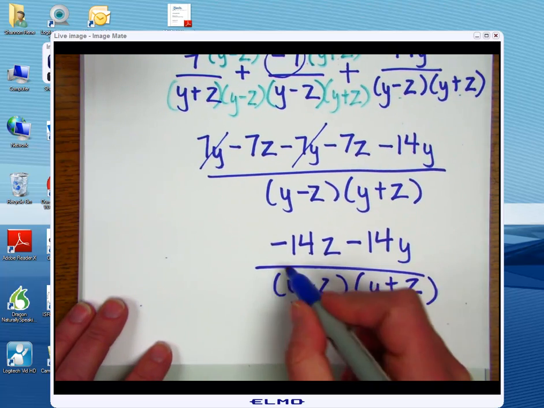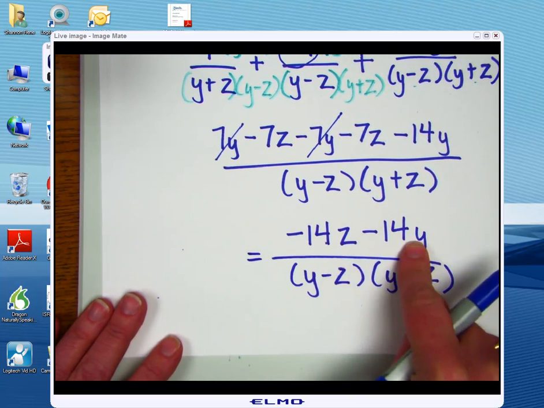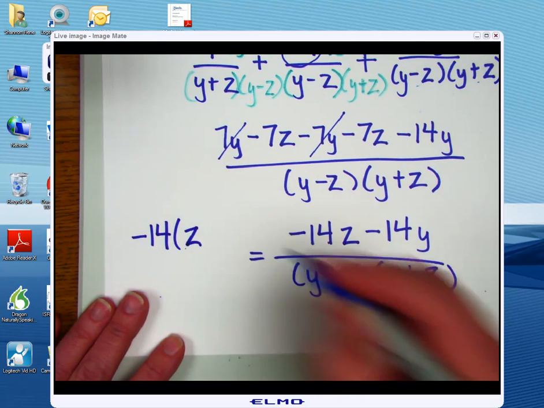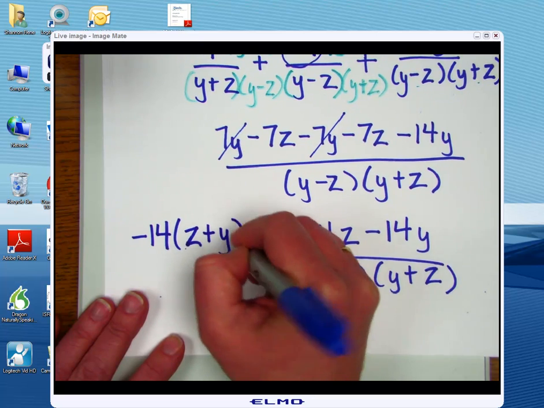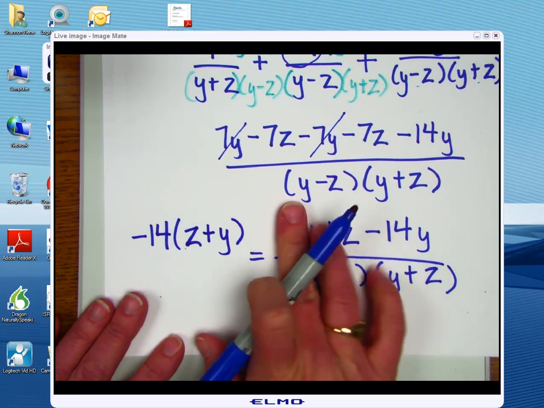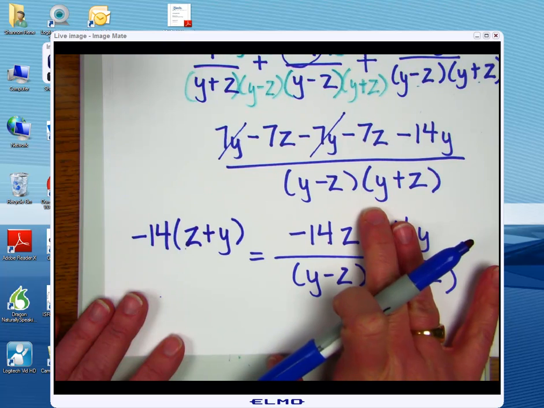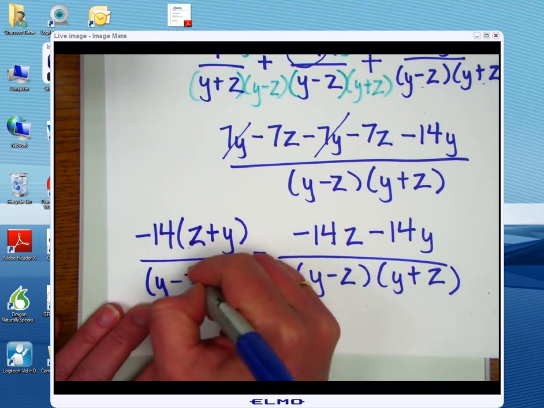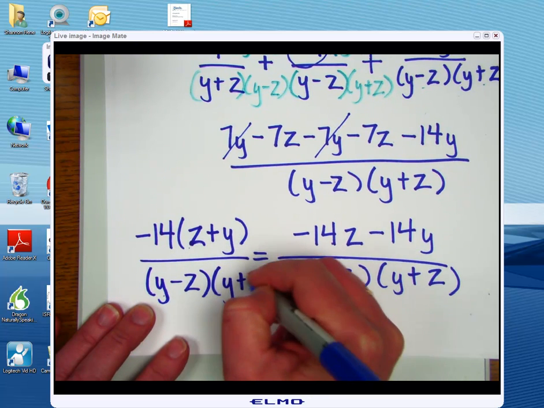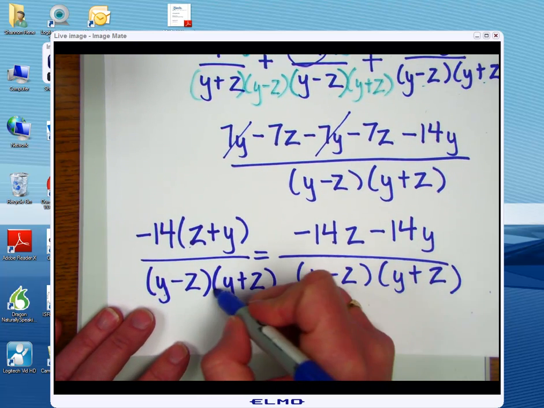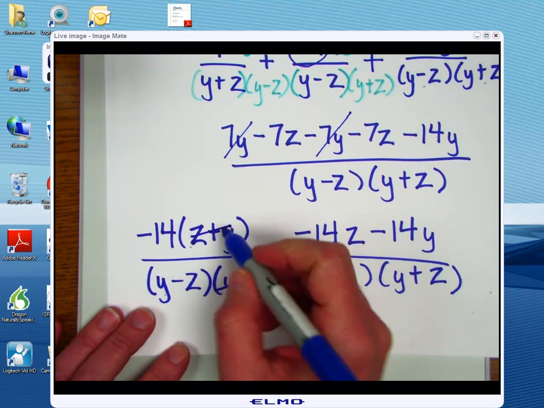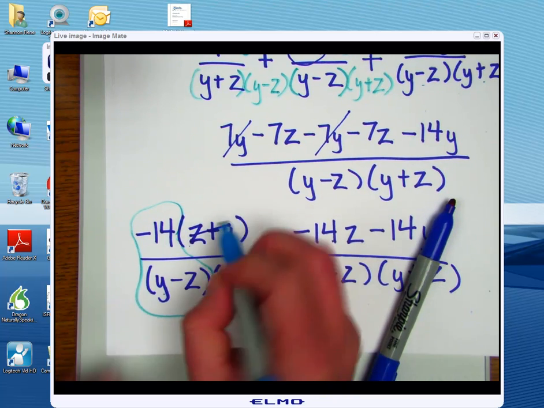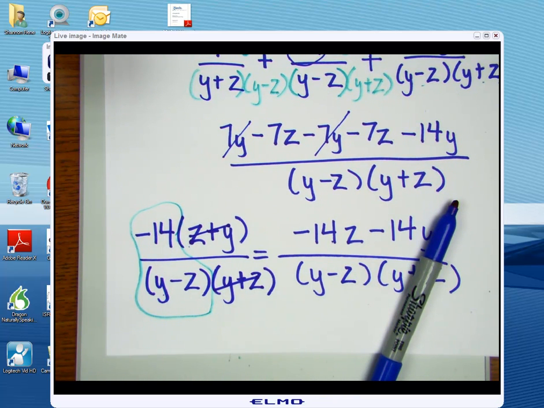In my numerator I see that I can pull out a negative 14 from each term, and I'm left with z plus y. Pull out the negative 14, that just leaves z. Pull out the negative 14, that leaves a positive y, all over y minus z, y plus z. Now order doesn't matter here, so these two will cancel, and so I'm left with negative 14 over y minus z. Hope this helps. Let me know if you have more questions.